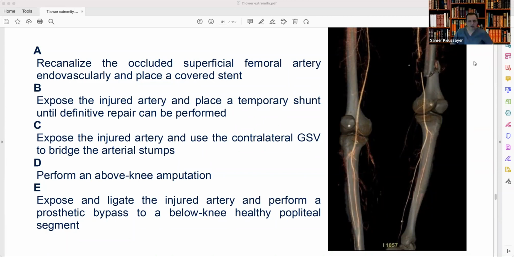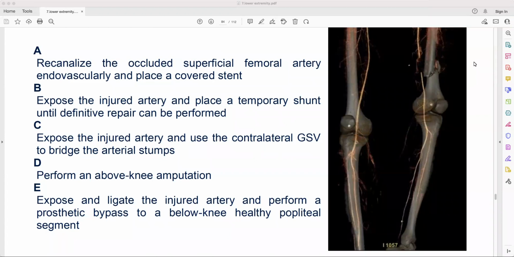Correct. And D, perform an above knee amputation. I think this is more aggressive management, and I will not choose it, unless he has major tissue loss or nerve injury, then yes. But in this scenario, it's not.